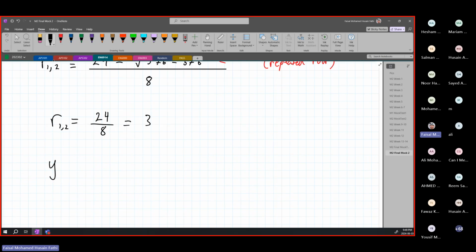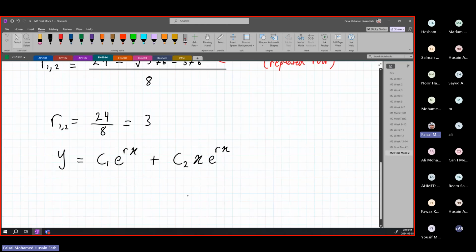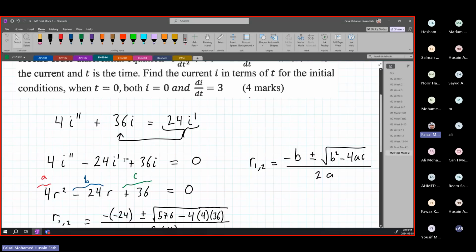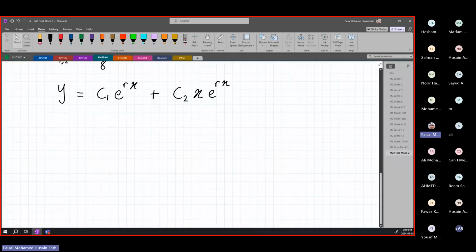So y is equal to c1 e to the power of rx. The reason it's just r is because we only have one value for r, plus c2 x e to the power of rx. We're going to have to add an extra x here in the case of a repeated root. Keep in mind, this is not the general solution, but the general form. For the general solution, if you notice here we have di by dt, not dy by dx. So we're going to replace our y with I, and our x with t. That's all I'm going to be doing here.